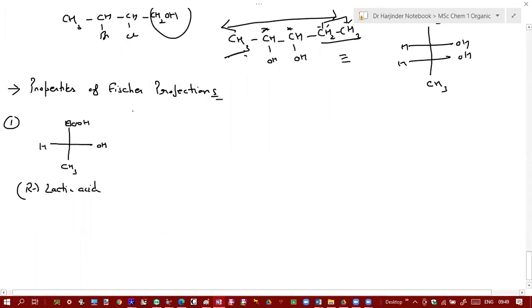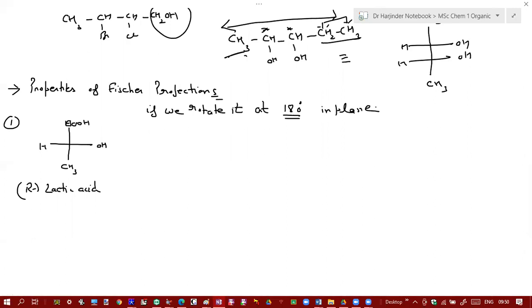Now in a Fisher projection, if we rotate this Fisher projection at an angle of 180 degrees in plane, you have to rotate it either like this or like this in the plane. You do not flip it, because when you flip it, it will go out of plane. You have to rotate it in the plane.